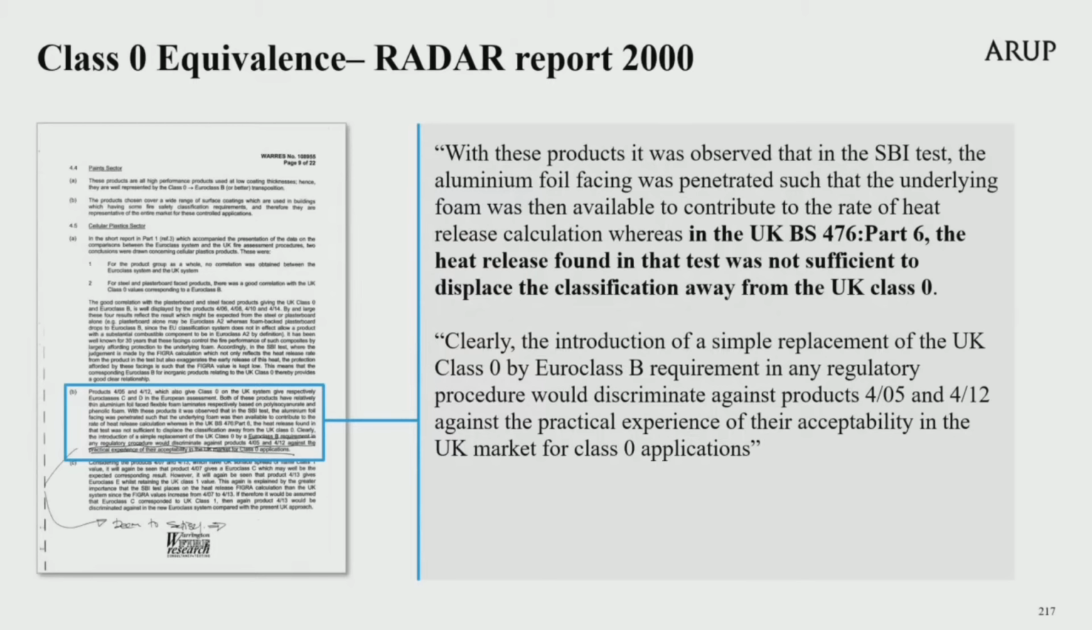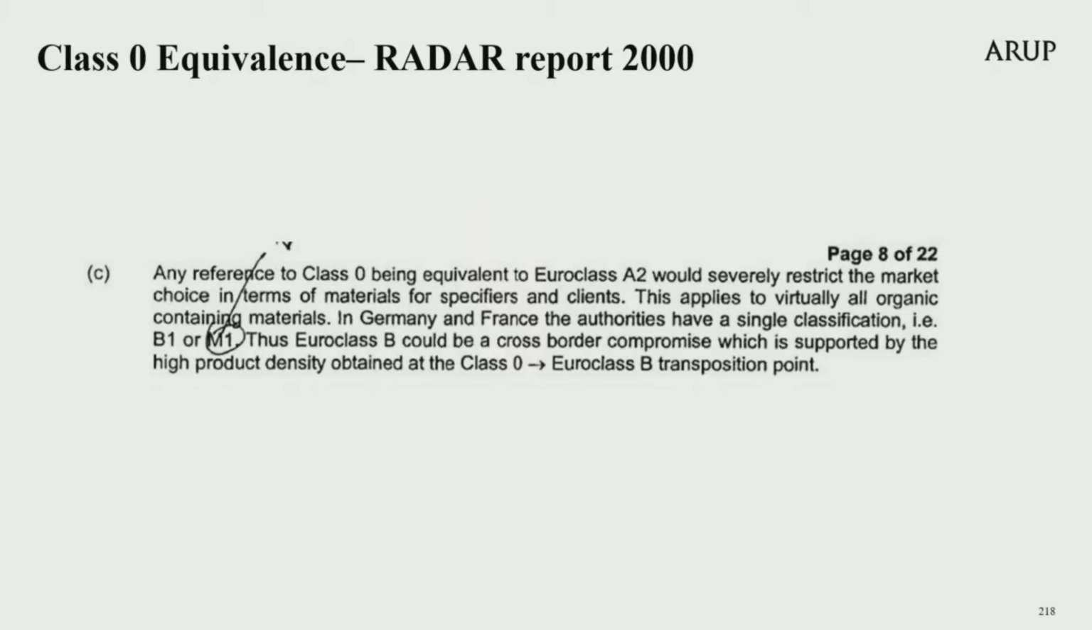Clearly, the introduction of a simple replacement of the UK Class 0 by Euro Class B requirement in any regulatory procedure would discriminate against products listed on the slide, against the practical experience of their acceptability in the UK market for Class 0 applications. I find the RADAR reports are very detailed and require careful study, but I found this particular paragraph particularly striking. Any reference to Class 0 being equivalent to Euro Class A2 would severely restrict the market choice in terms of materials for specifiers and clients.